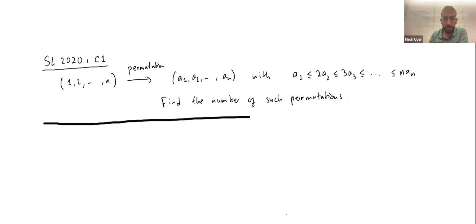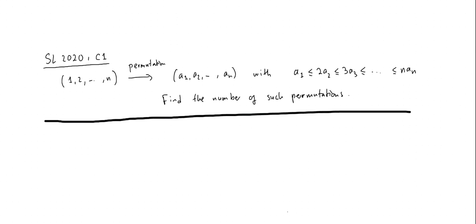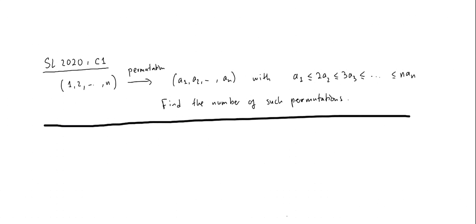So is the problem clear? Yeah, it is clear. Finding the number of these permutations with these inequalities. Okay, what is the first thing that you would do? As soon as you look at the problem, what's the first thing that you would do? I would try a few examples. Yes, exactly. This is the first thing you should do.